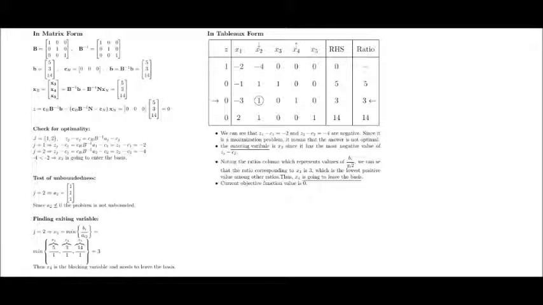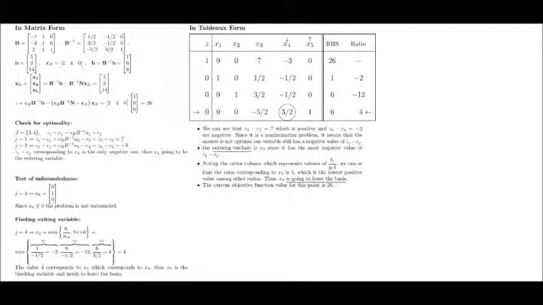To determine which variable is going to leave the basis, for each row of y2 we need to calculate the values of the right hand side divided by the positive values of y2. The result of this division is shown in the ratio column. The basic variable which corresponds to the smallest positive value of the ratio column should leave the basis. So here x4 is going to leave the basis.